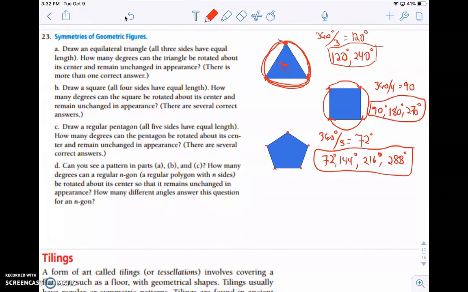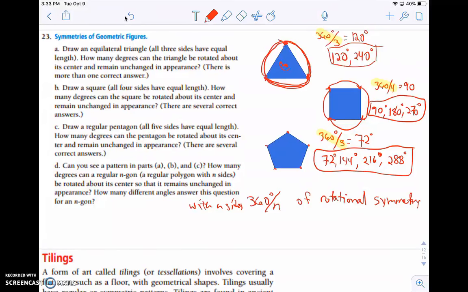And as we noticed up here, we took 360 degrees and divided by the number of sides to get that angle of rotation. So it's simply take 360 degrees and divide it by n, and that is the degrees of rotational symmetry, and that's with n sides.